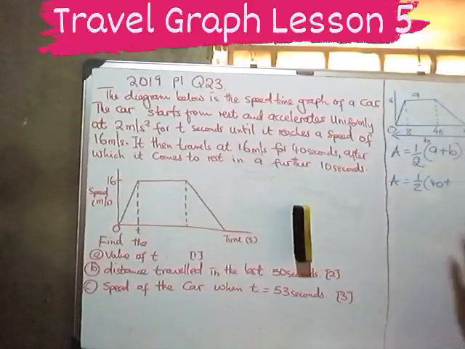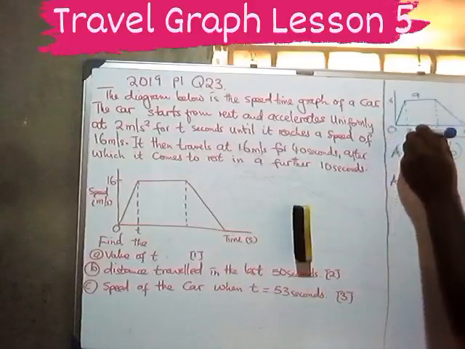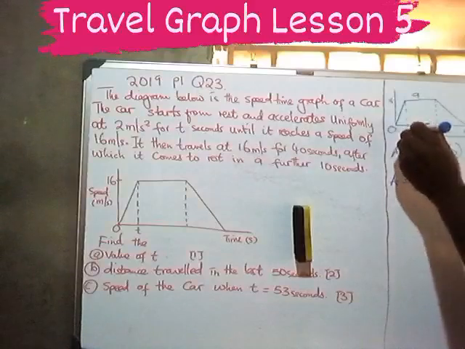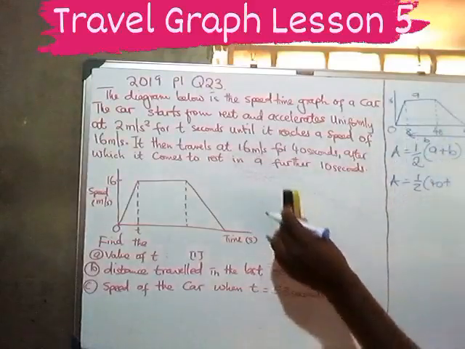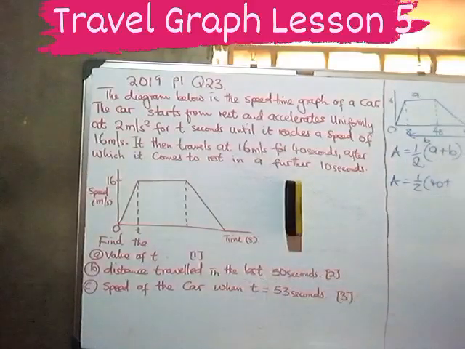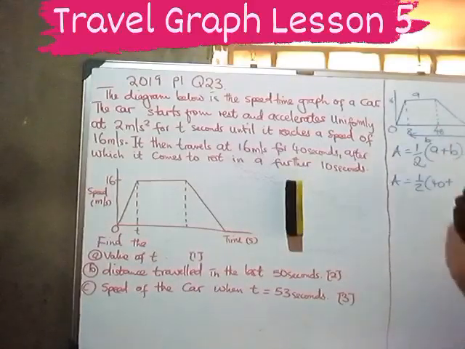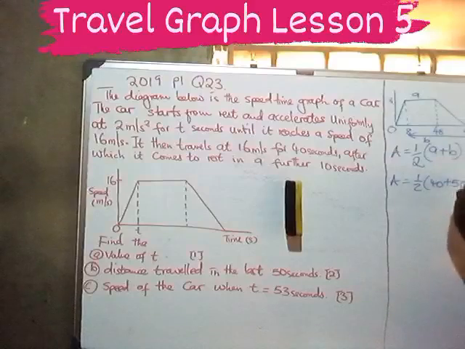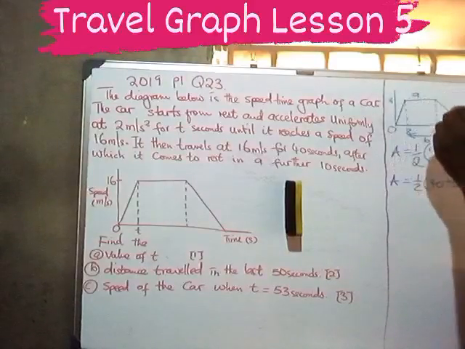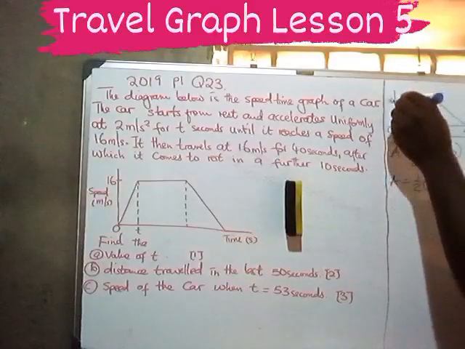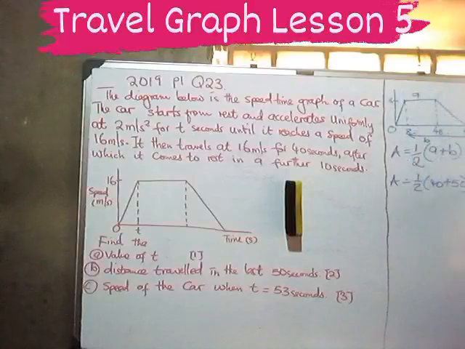Oh, not up to 0, but up to 8, because the question is saying for the last 50 seconds. Because from 8 to 58 is 50 seconds. Meaning here our 50, then multiplied by the height from here up to here, which is the same as from here up to there, which is 16.